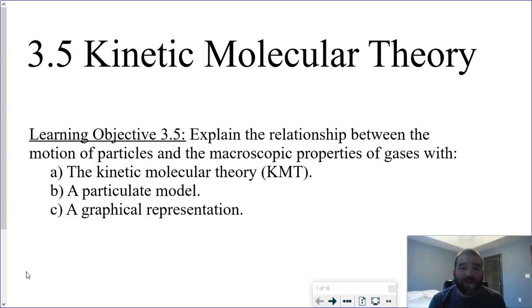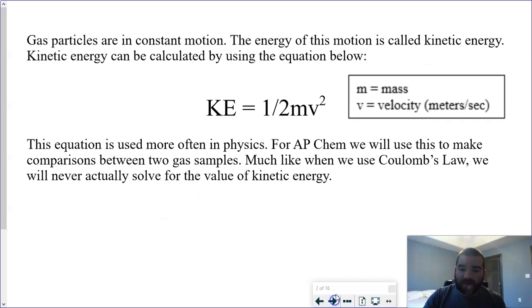So the kinetic molecular theory, the objective here for this topic is to explain the relationship between the motion of the particles and the macroscopic properties of gases with the kinetic molecular theory, B, a particulate model, which is like a picture showing the little particles of the molecules and atoms, and C, a graphical representation, which we'll talk about what that graph means, or there's a specific type of graph we use for this unit.